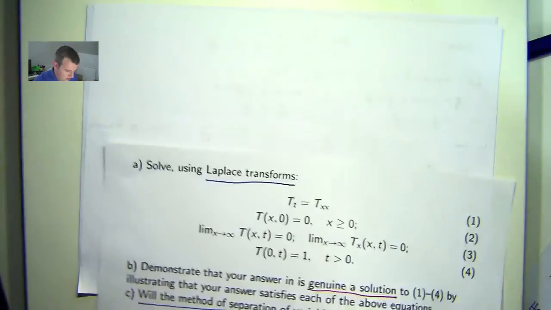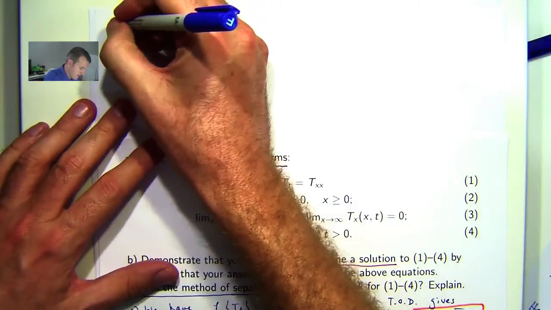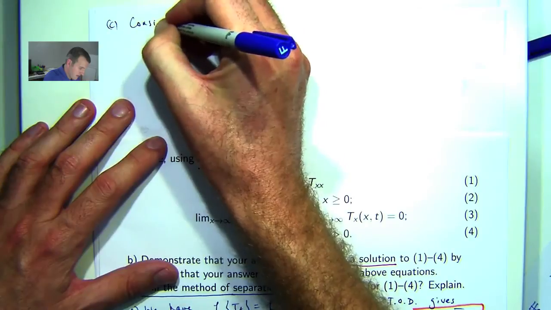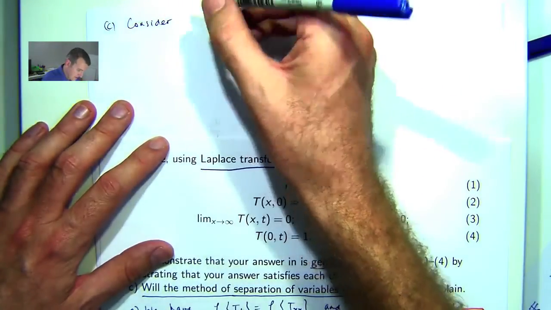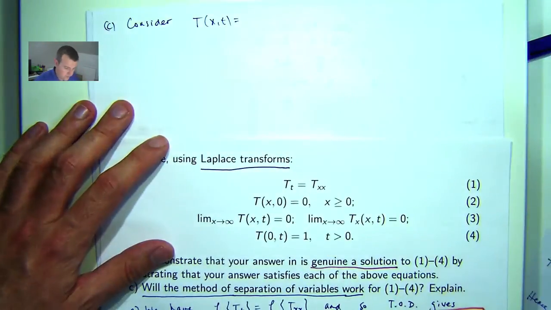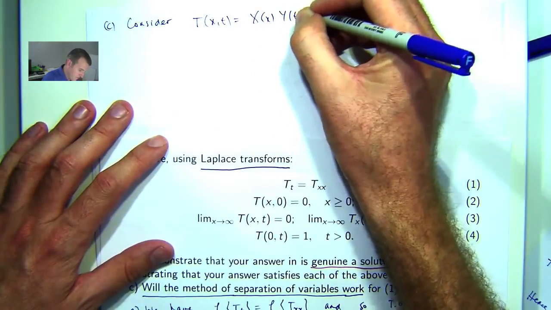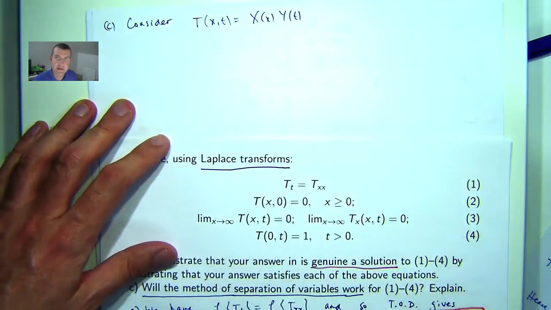Okay, so for part C, as you do with any separation of variables problem, you would consider a solution of the form like this. Now I've used big Y instead of big T because big T is already here, okay?